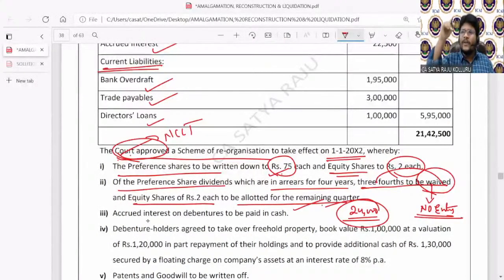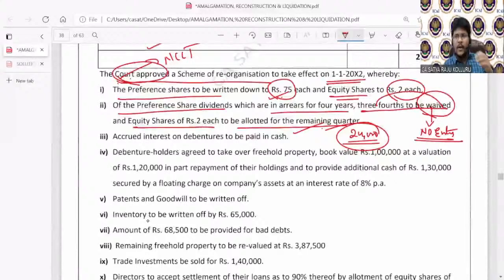If it is specifically given that there is only reduction in paid up value, there is no reduction in face value, then only you can apply that. Otherwise, you can simply presume that there is reduction in face value as well as paid up value. That point also bear in your mind, guys.